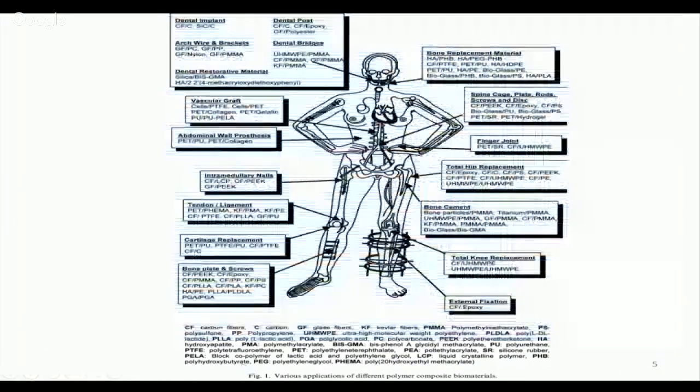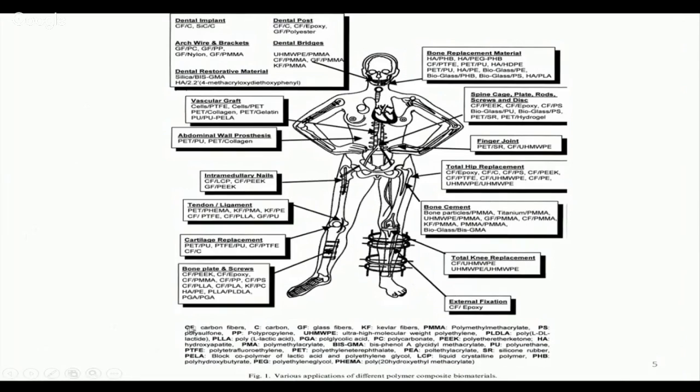And of course, there are polymers. There is a huge number of polymers which are used for biomedical applications. As you can see here, I will just read out some of the polymers. CF, which is carbon fiber. GF is glass fiber. KF is Kevlar fibers. Kevlar is also used for bulletproof jackets. PMMA, polymethyl methacrylate, is used for contact lenses, intraocular lenses, IOL lenses, as well as for glass and bone cements.